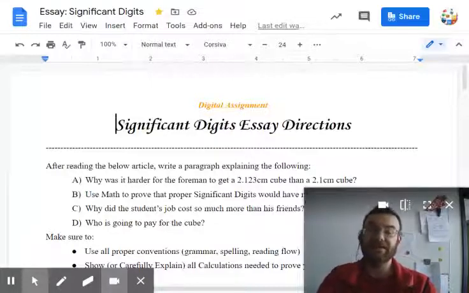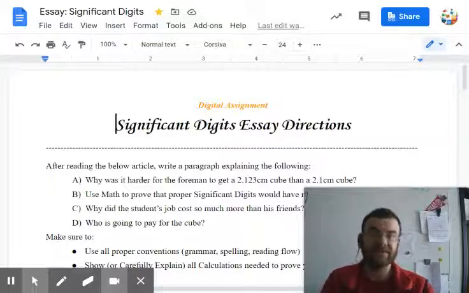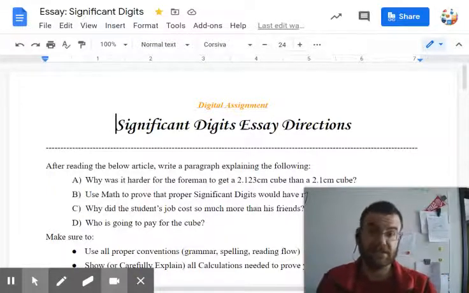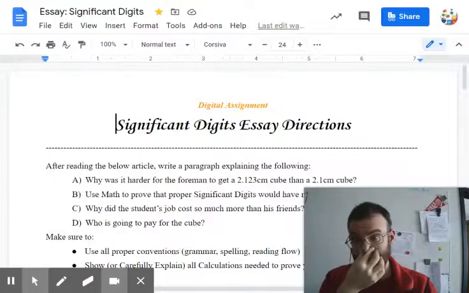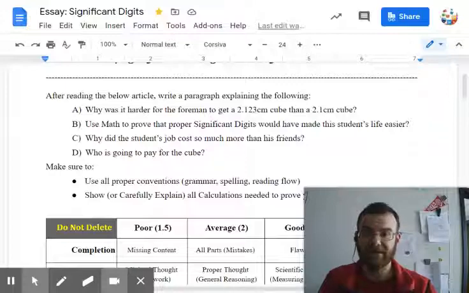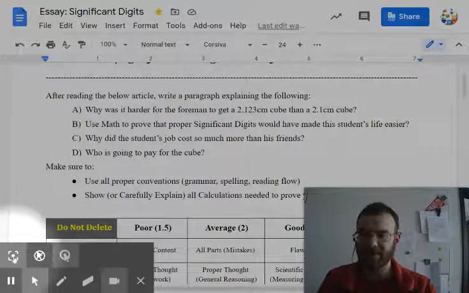D Explains video. I'm going to be explaining the significant digit essay assignment. So this is an essay. It's going to present to you a situation and you're going to answer questions about it. So you're going to read, I call it an article here. It is going to be something that you see, you're going to read that article.